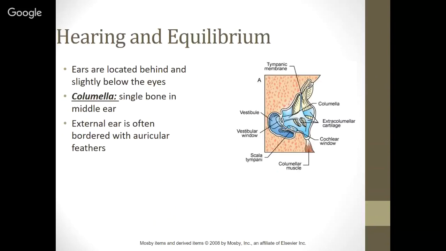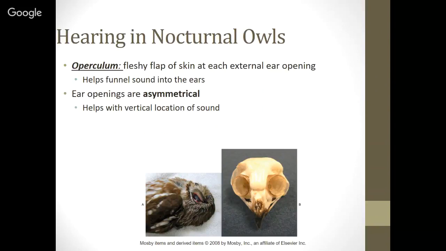Hearing and equilibrium. The ears are located behind and slightly below the eyes. There is a columella, which is a single bone in the middle ear, much like in a reptile. That single bone allows for a little less differentiation of sounds. The external ear is often bordered with auricular feathers that help to funnel sound in. So, columella instead of the incus, malleus, and stapes.